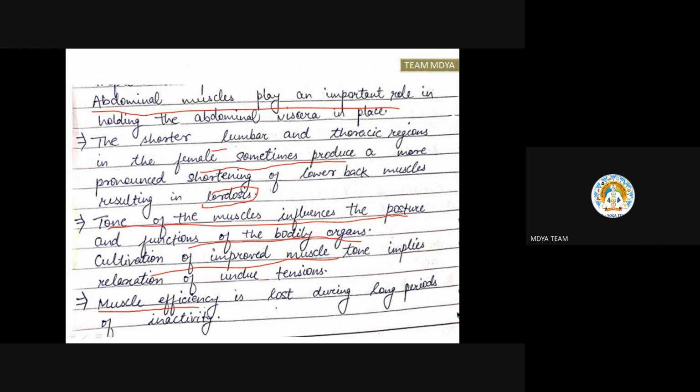Muscle efficiency is lost during longer periods of inactivity. When you do not do any physical activity for a longer period of time, it results in loss of muscular efficiency. And when you again start training your body, you need to go slow. First do low intensity and then move towards higher intensity.